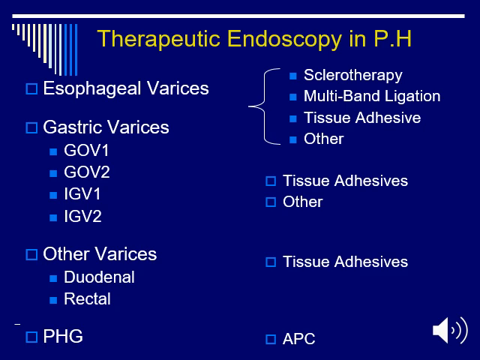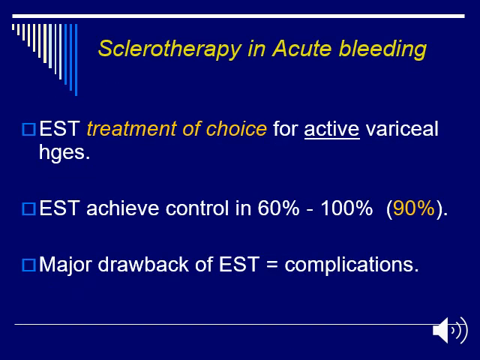We'll talk about it. Sclerotherapy and acute bleeding, this is the treatment choice. If the patient has active bleeding, then you will inject the bleeding source, if you can see it. And you can be successful around 90% of the time. The major drawback of sclerotherapy is complications.